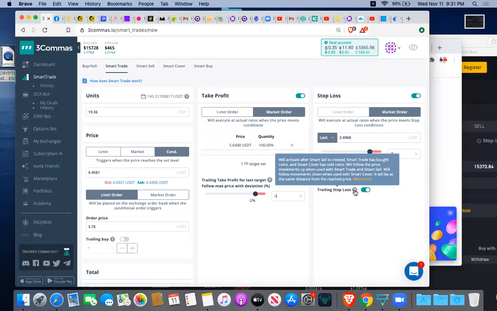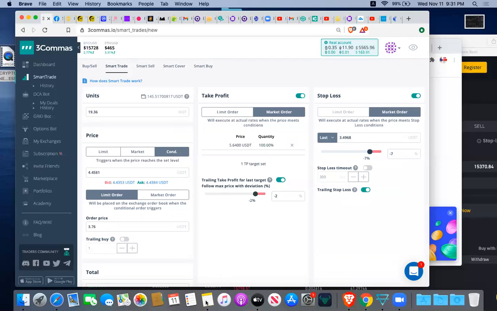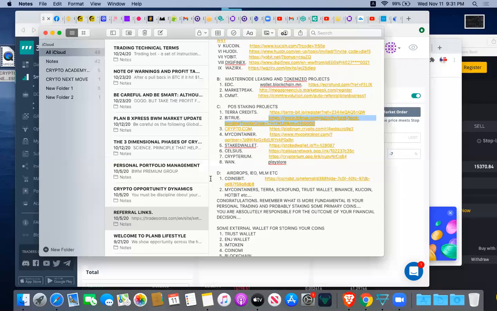We activate after smart sale is created. Smart trade has bought coins and smart cover has sold coins. It will follow the price movement up when you use it with smart trade, and it will follow movement down when you use it with smart cover. It will be the same distance from the reach. Look at what it does. I've told us before.